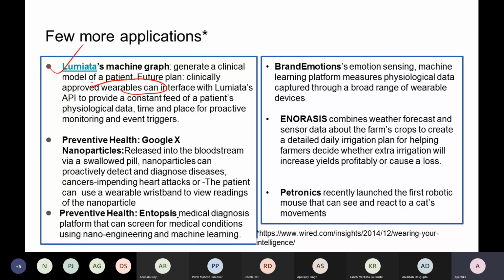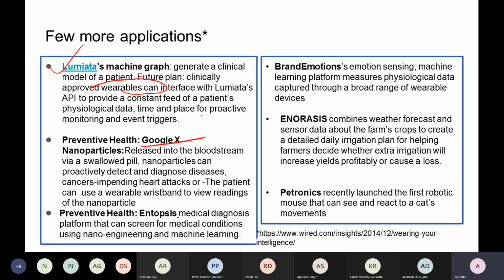Okay. Along with that, there is some initiative from Google. This is also very similar. It starts from taking one pill, and that will help us get some nanoparticles which will detect and diagnose the disease. And the patient can use a similar wearable wristband to view readings coming from the nanoparticles.